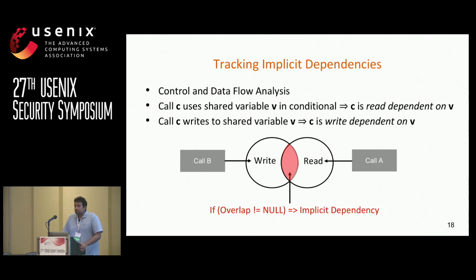With this information, MoonShine will say a call A is implicitly dependent on call B by taking the intersection of A's read dependencies and B's write dependencies. If this intersection is non-empty, it will say that A is implicitly dependent on B. The intuition here is that if a call A uses a shared variable V inside of a conditional, then its control flow could depend on the value inside of that variable. So any other system call that modifies that variable could affect A's control flow. We note that both of these methods for tracking the dependencies will have false positives and false negatives. But as we'll show later, MoonShine is still able to effectively distill these traces while preserving most of the dependencies.